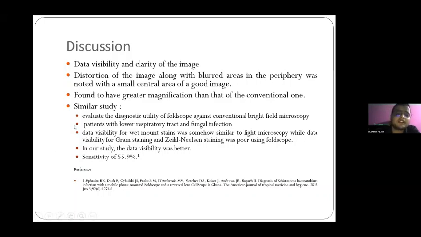Talking about other studies, similar studies have been carried out to evaluate the diagnostic utility of the foldscope against the conventional microscope in bright field microscopy in patients with respiratory tract and fungal infections, and the sensitivity was found to be 55.9 percent. It was conducted by Ibrahim. The data visibility for wet mount staining was somewhat similar to that of the white light microscope, but the gram staining was poor using the foldscope. I was talking about similar studies carried out for the usefulness of the foldscope during laboratory procedures.